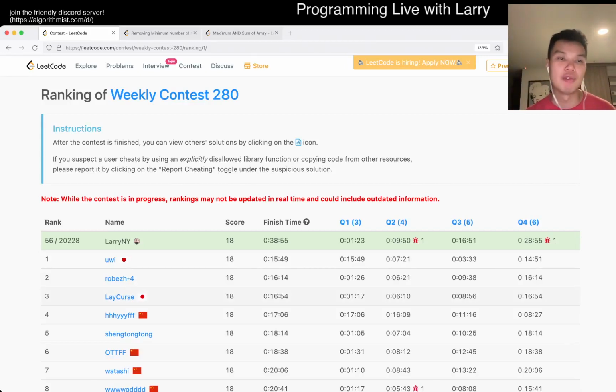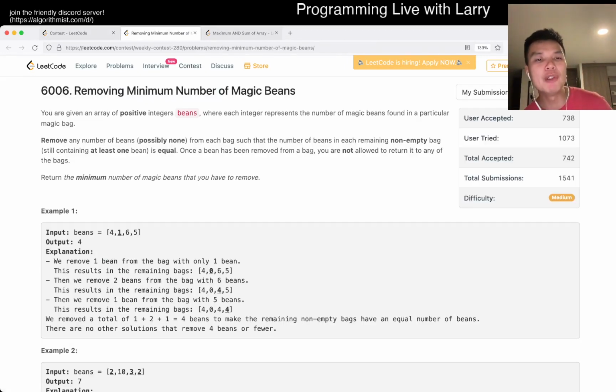This is me going with Q3 of the Weekly Contest 280, removing minimum number of magic beans. This one is kind of a tricky one. It is a mathematical problem.